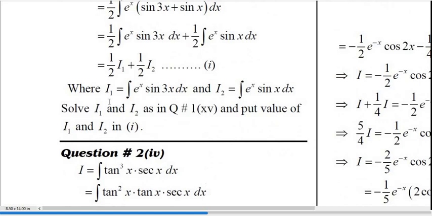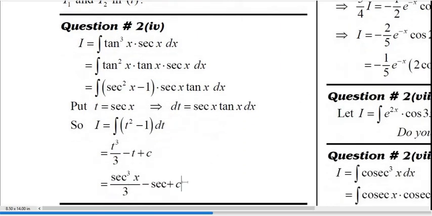where I1 is equal to the integral of e power x sin 3x dx and I2 is equal to the integration of e power x sin x dx. How can we solve I1? Just take integration by parts. The first is an exponential function, the second is trigonometric, same as solving I1 and I2 in question number 1 part number 15. Put the values of I1 and I2 in place, and we get the solution.